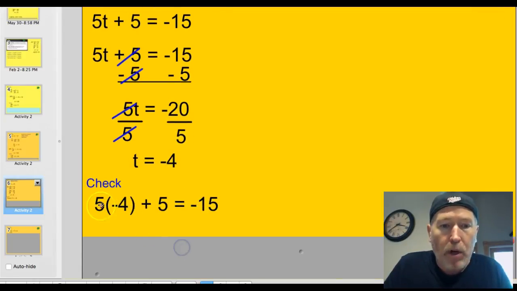Let's pop it in, see if it works. We have 5 times a negative 4. That's going to give me a negative 20 plus a positive 5. Yes, that is a negative 15.